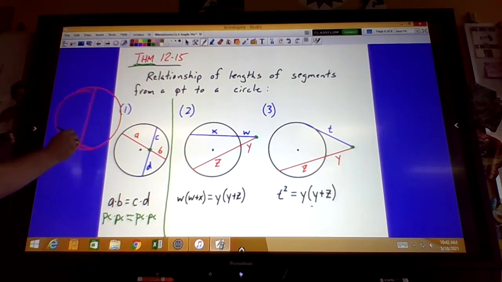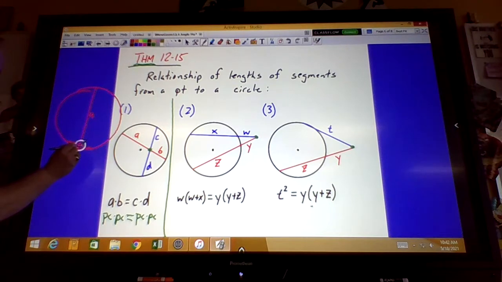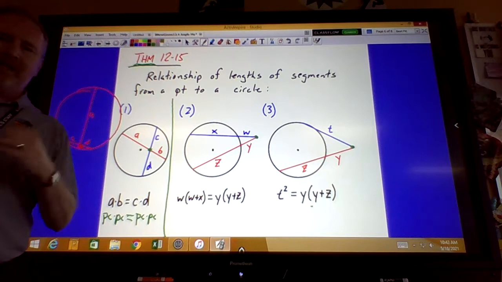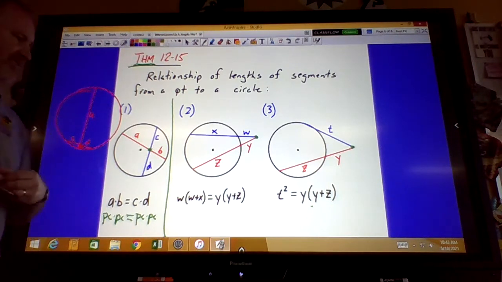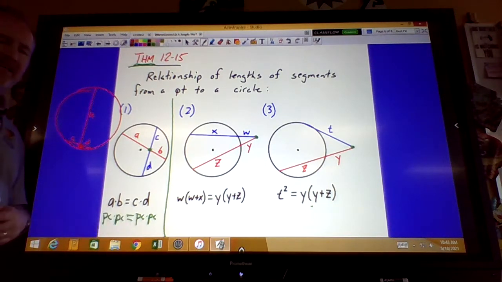So you're telling me, Mr. Metcalfe, even though that chord is really long and this chord is really short, that if I multiply A times this little bitty piece right here, it's so small I can't even write a B in it. You're telling me that times that will equal C times D? Yes, it will. Hard to believe as that is, that multiplied by that will equal that times that. Even though that one is way longer in total length than he is, when you multiply their intersecting pieces, they are the same. So piece times piece equals piece times piece.